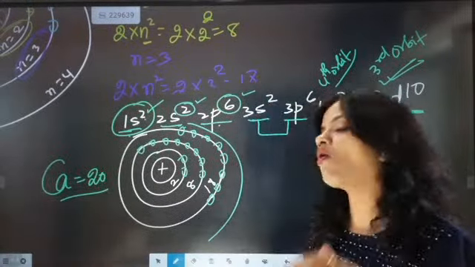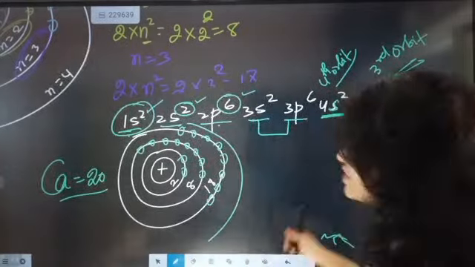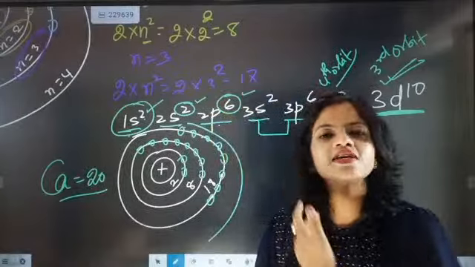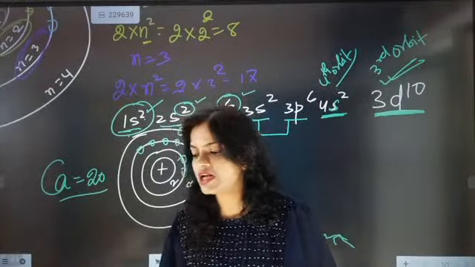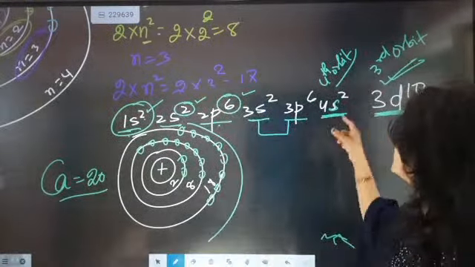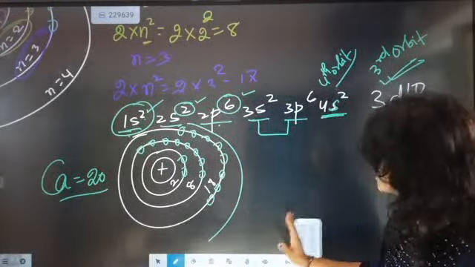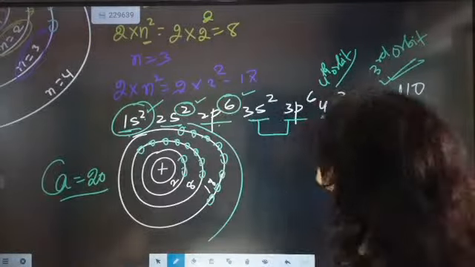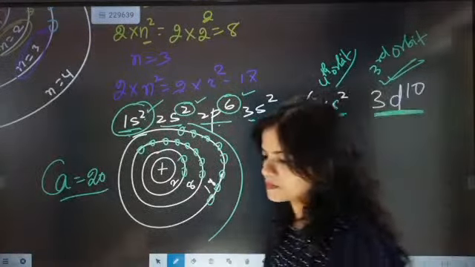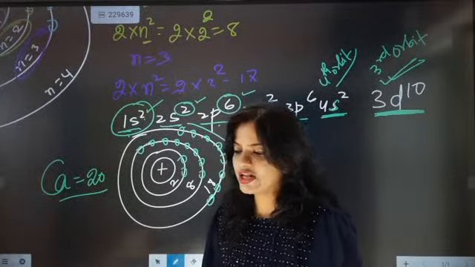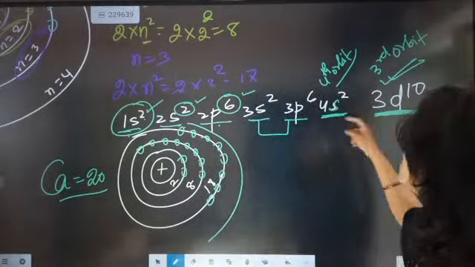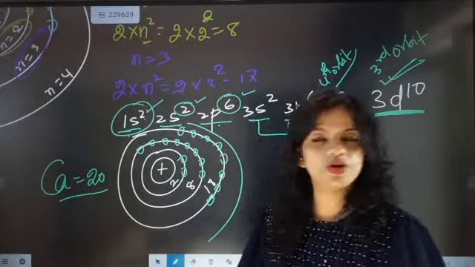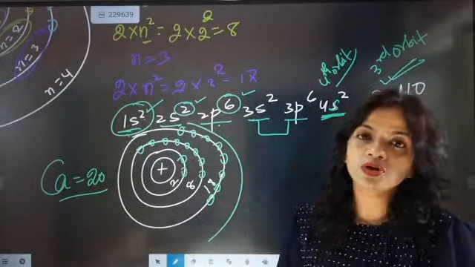So according to energy level, the 3d energy level is higher and the 4s energy level is lower. So now tell me which one you will fill first. So definitely we will fill 4s because 3d is bigger.